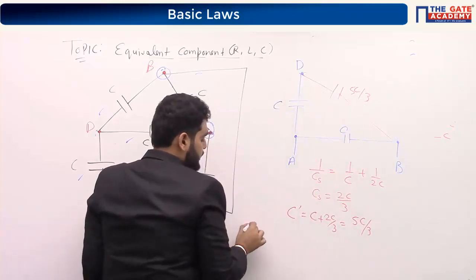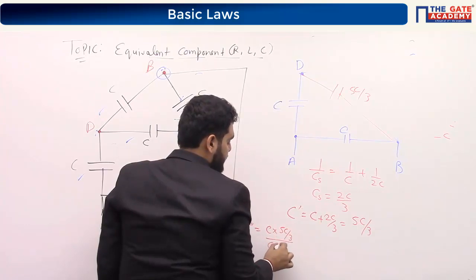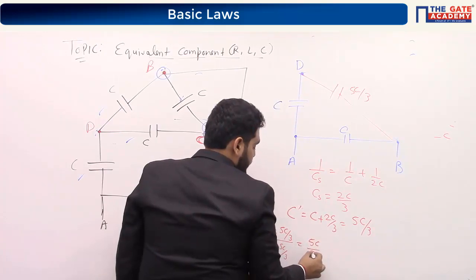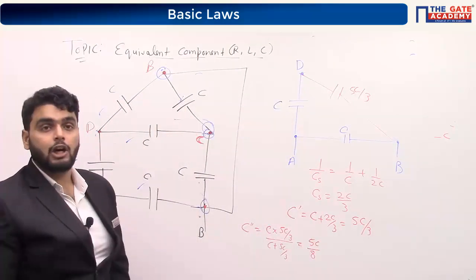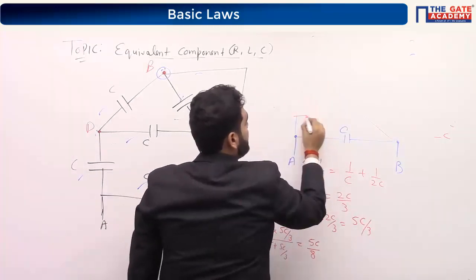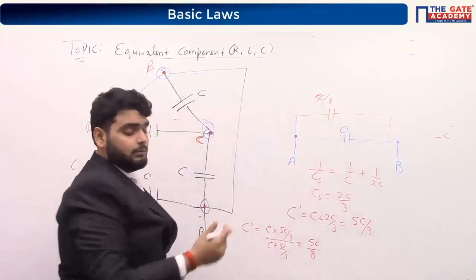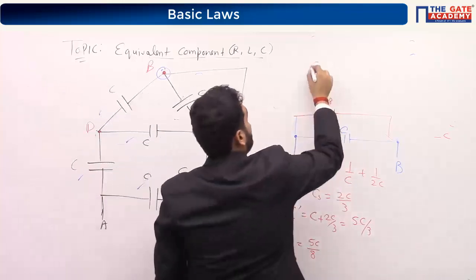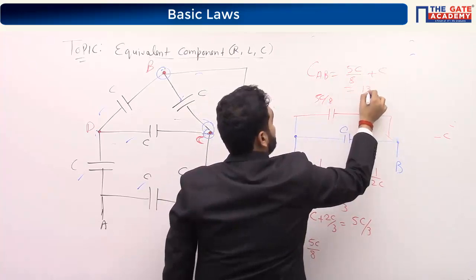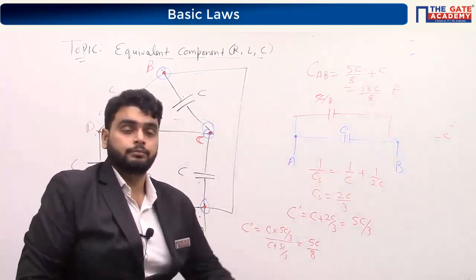Again, if these two are in series, C double dash will be equal to C multiplied by 5C by 3, over C plus 5C by 3. So after solving this, you will see 5C by 8. Now this is 5C by 8. Now again I can remove this. This becomes 5C by 8. Now you can see both are in parallel. If they are in parallel, we can add up. So capacitance between AB is 5C by 8 plus C equal to 13C by 8 farad. So this is the answer.